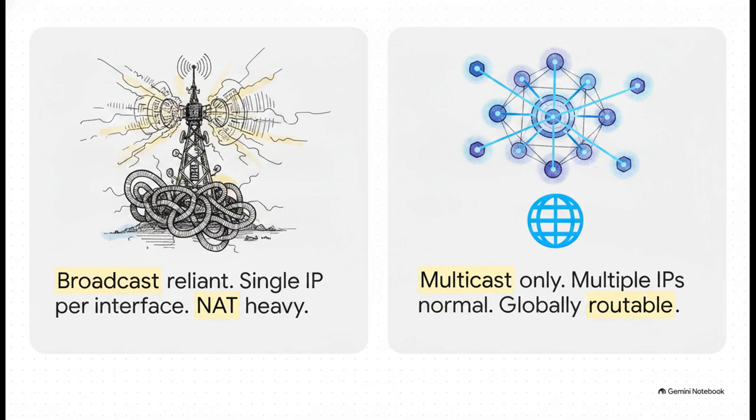Plus, IPv4 networks rely heavily on NAT, or network address translation. But in IPv6, every single device is potentially globally routable. That changes your firewall design and your security assumptions from the ground up. And honestly, the weirdest shift for us veterans is how IP addresses are actually assigned to interfaces.